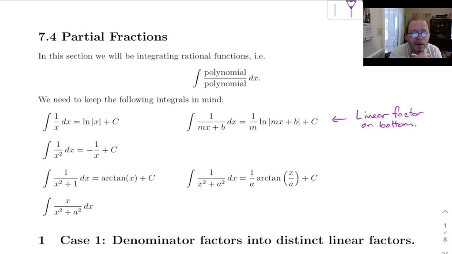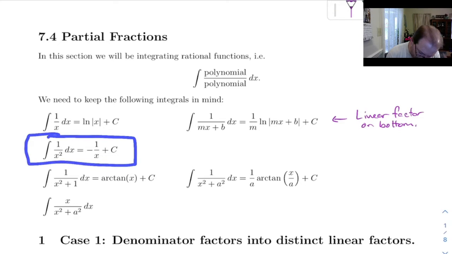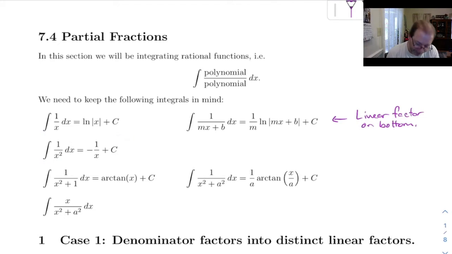We know that's a line. So don't use the natural log if you have something that's not linear on the bottom. The rest of these examples have something squared on the bottom. This one isn't necessarily one you'd memorize, but you get it by changing it to the integral of x to the minus 2, and then using the power rule on it.